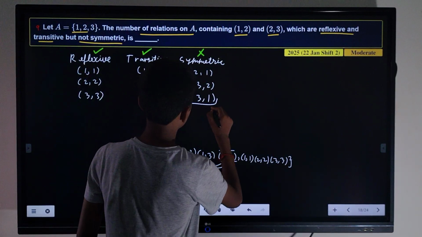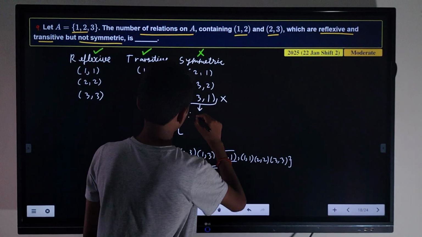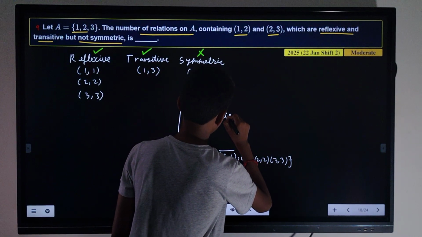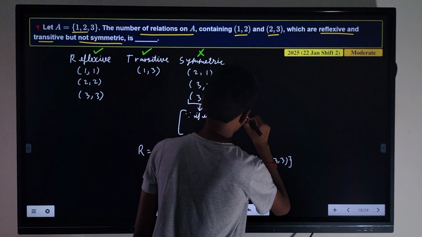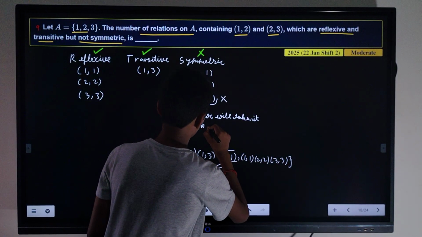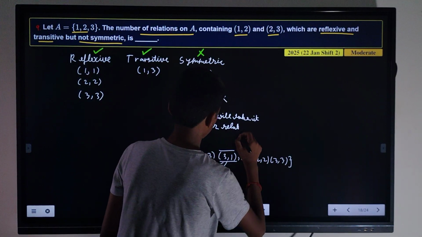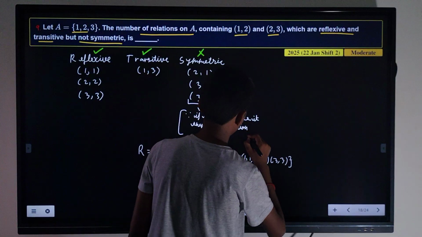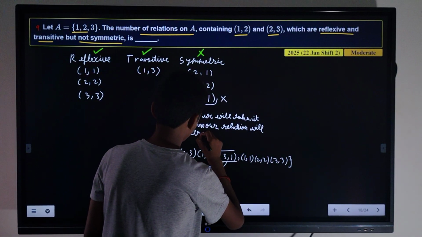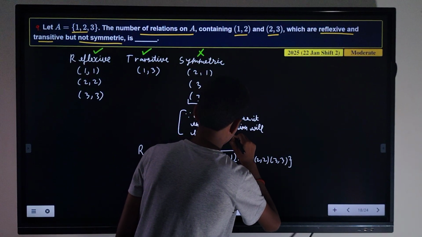So this is rejected. This is rejected because if we take it, then our relation will become symmetric.